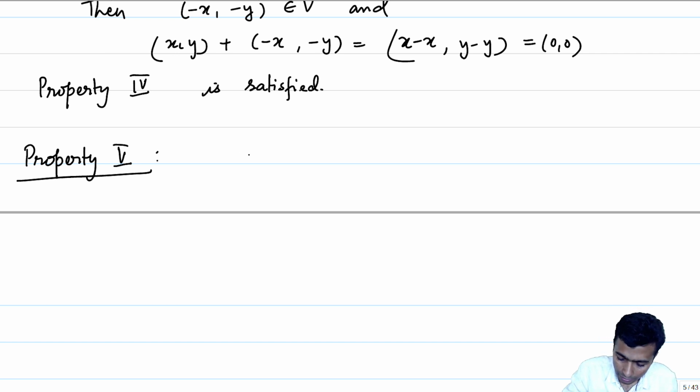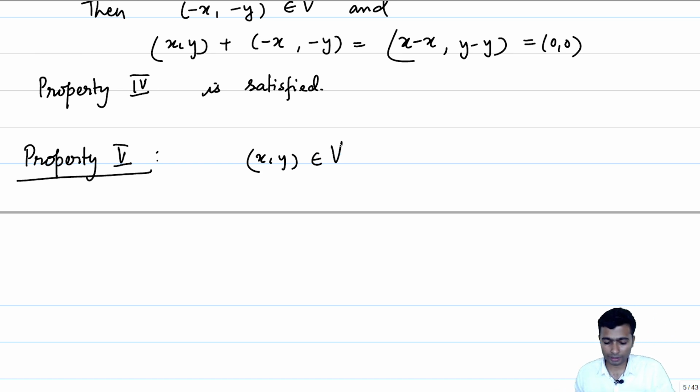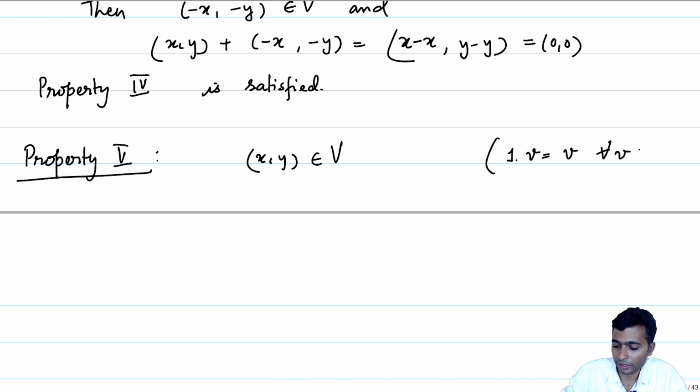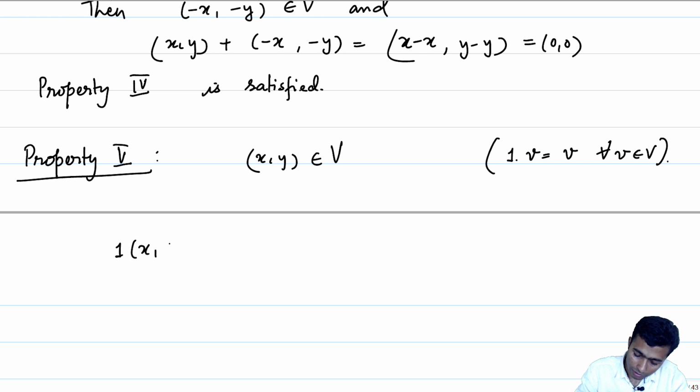So, let us look at a vector v, which is say (x, y) in capital V. So, an element in capital V is being taken. We would like to check v equal to this. So, what was the multiplicative identity demanding? It was demanding that 1 times v is equal to v for all v in capital V, right? This is what we would like to check. But what is 1 times (x, y)?